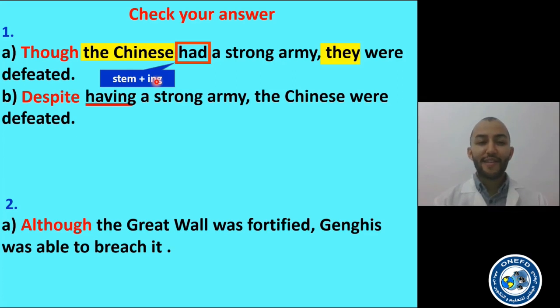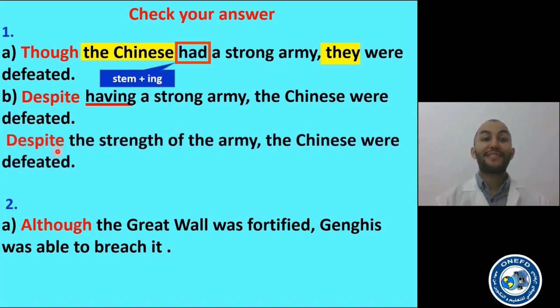Now let's take a look at another solution. Despite the strength of the army, the Chinese were defeated. We took this adjective and turned it into a noun. So strong, adjective; strength, noun. Despite the strength of the army, the Chinese were defeated. All right, now let's see number two.